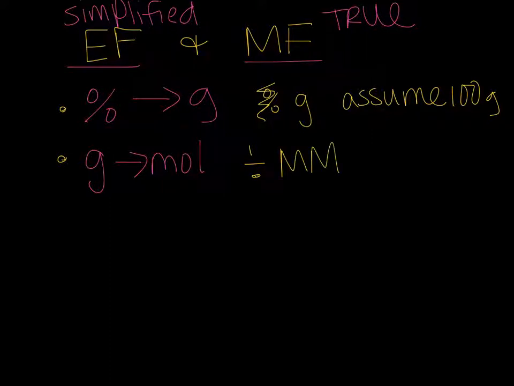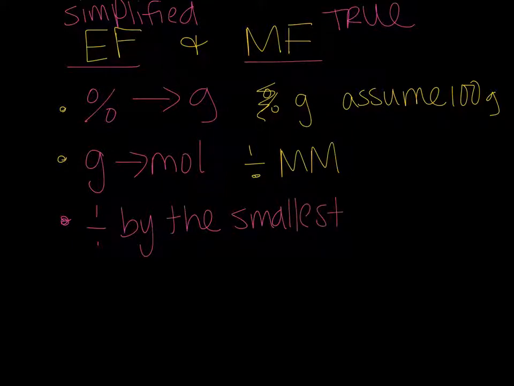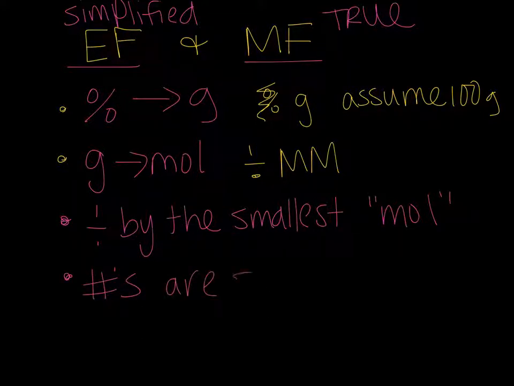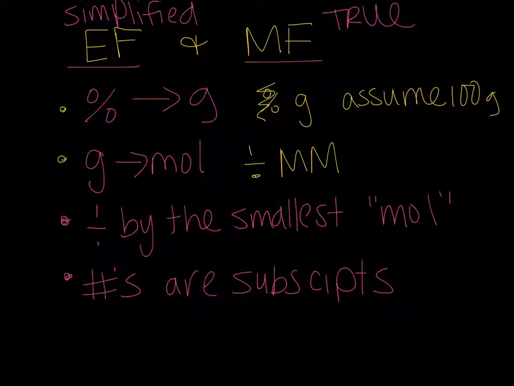That's the quick way. Your next step will be divide by the smallest mole value, okay? And the numbers that you get are your subscripts. Just be careful if you get a 0.5, make sure you multiply everybody by 2, okay? And that's it. So that's how you get your empirical formula.